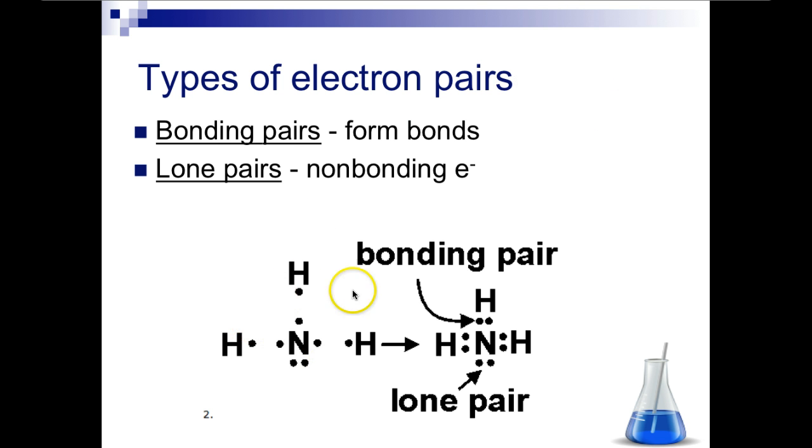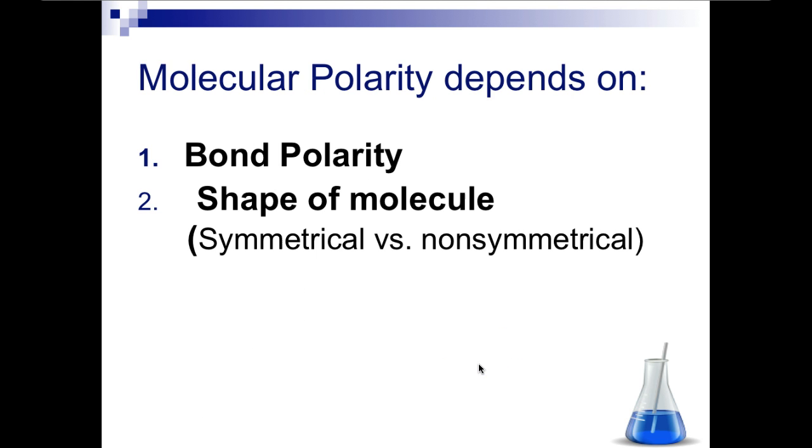So let's look at this molecule of NH3, which is ammonia. When we draw our Lewis dot diagram, we have the bonding pair of electrons, which is going to connect the nitrogen to the hydrogen, and the lone pair, or non-bonding electrons, is going to be these two electrons down here at the bottom of nitrogen that are not involved in the bonding process. So that's going to lead us to two things, which is going to determine the molecular polarity.